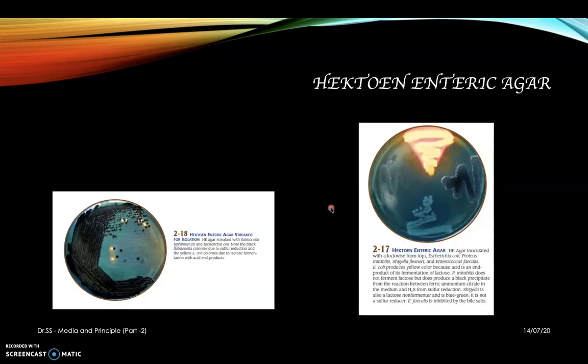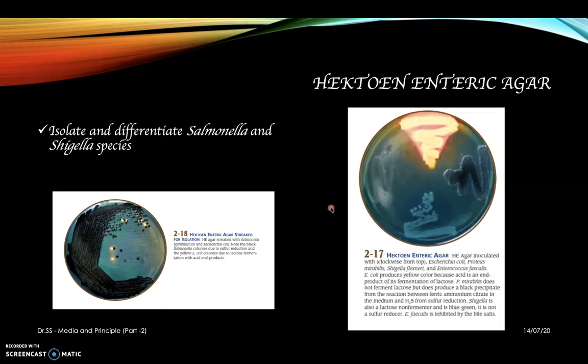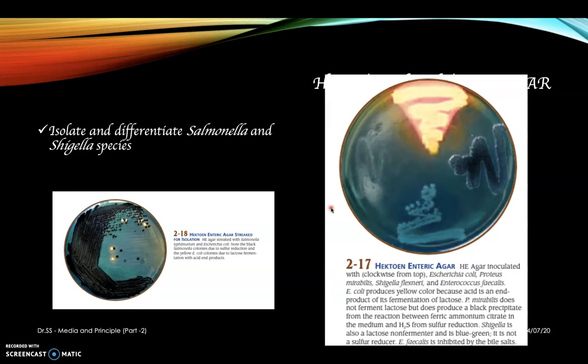Okay, next one, Hektoen enteric agar. This is mainly for the isolation and differentiation of Salmonella and Shigella species. See, in this, 4 different organisms are streaked. The first one, E. coli, and Proteus mirabilis, Shigella flexneri, and Enterococcus faecalis. See, the fermentation takes place, so it produces yellow colored colonies.